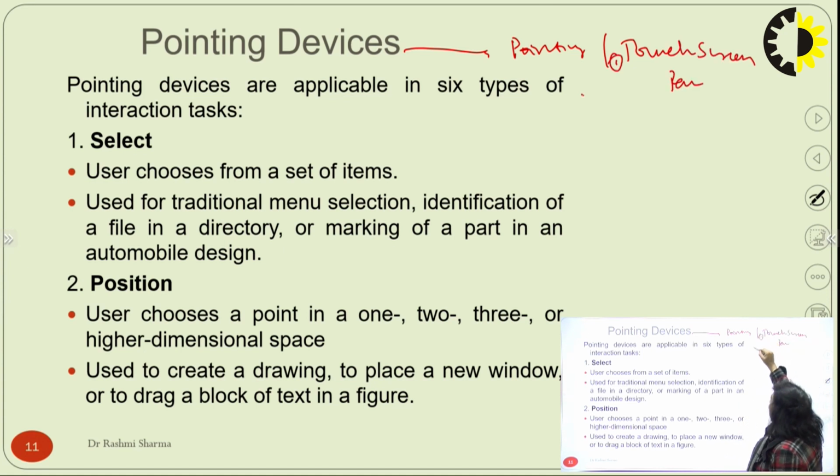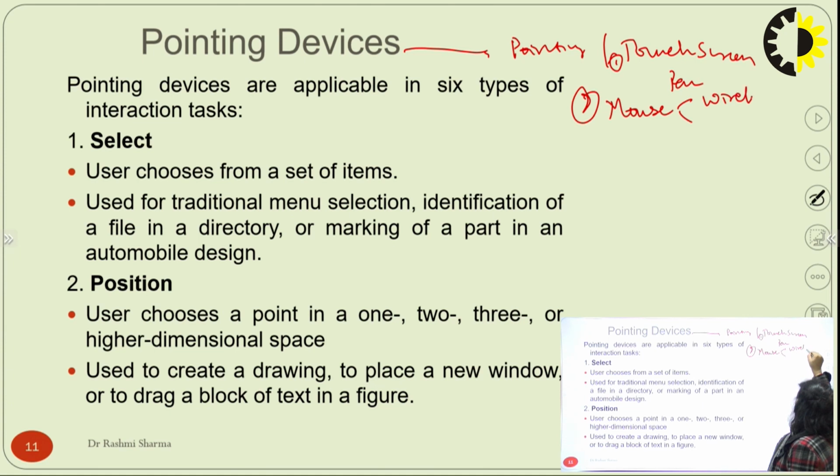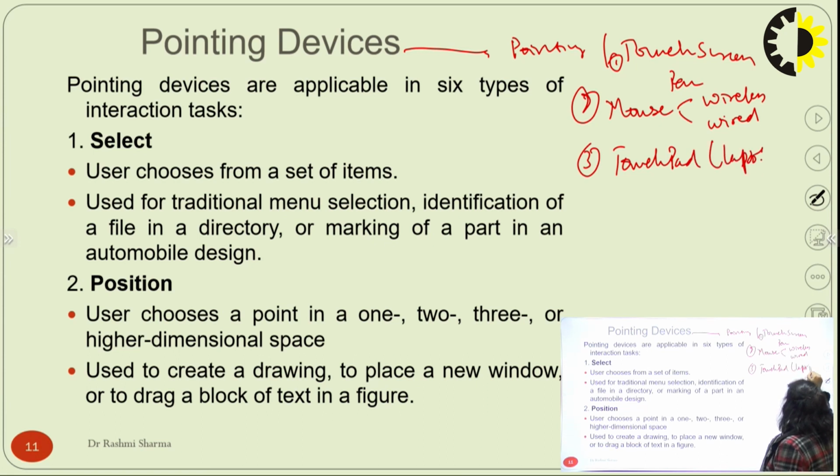Then you have your mouse. You can have this as a wireless mouse or a wired mouse. Both are used as pointing devices. Then you have the touchpad of your laptops. All these are pointing devices. You can have joysticks also, trackballs also. So all these are your pointing devices.